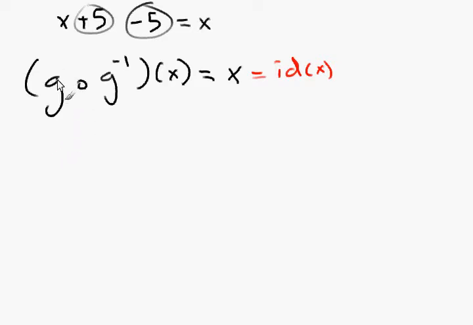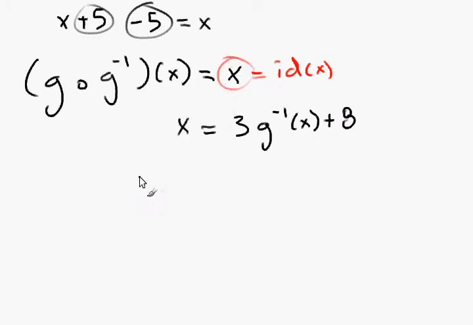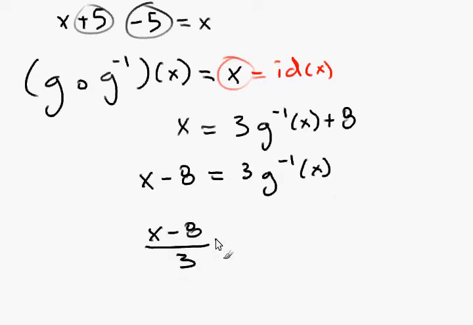So let's see here. I want to take g of g inverse. So that would be 3 g inverse of x plus 8. And I wanted the result to be x. Okay, so let's set it equal to x. Let's subtract 8 from both sides. I'll just try a little inverse reverse. And then divide both sides by 3. Okay, I have a function and I've solved for g inverse. I've just found the inverse of g. Cool.